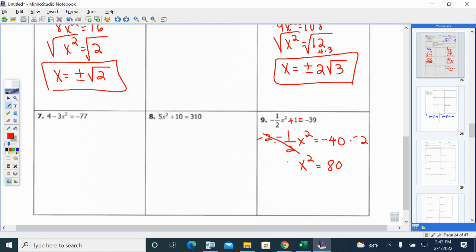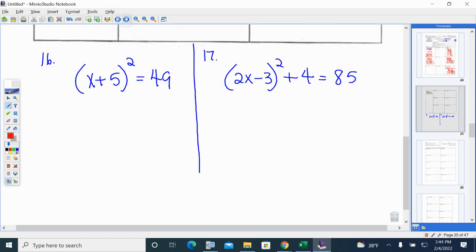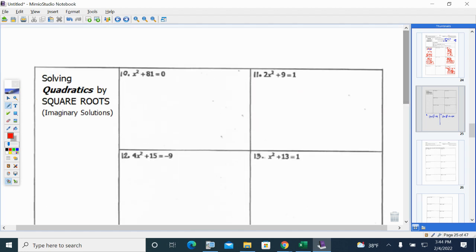And then I'm going to square root both sides. And again, I'm going to have to simplify my radical. So 80 is going to be 16 and 5, which is going to give me 4 radical 5 for my solution here. And again, don't forget the plus minus. All right, let's jump over to the next set.